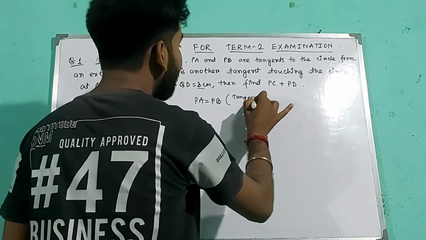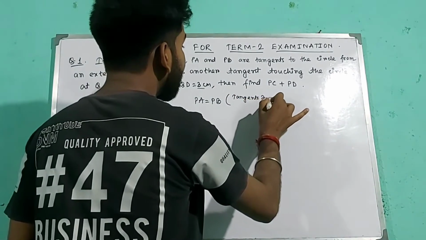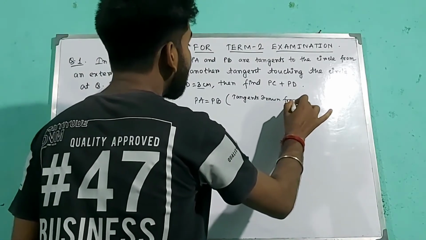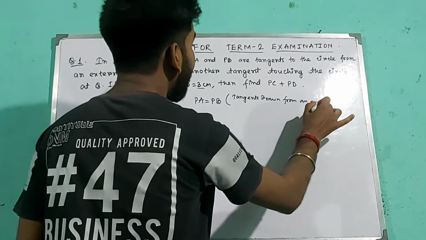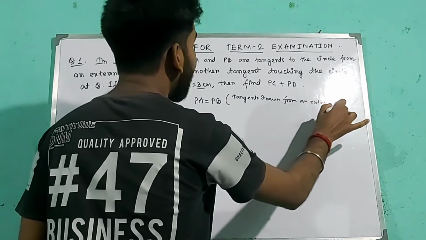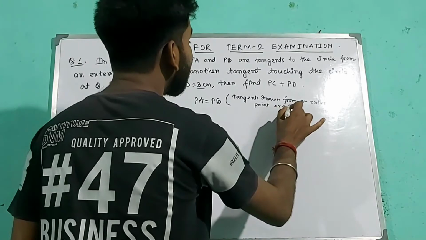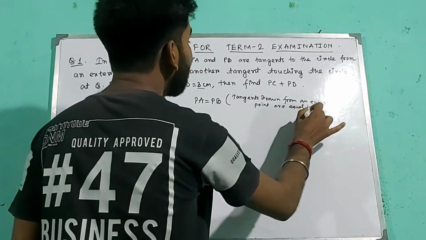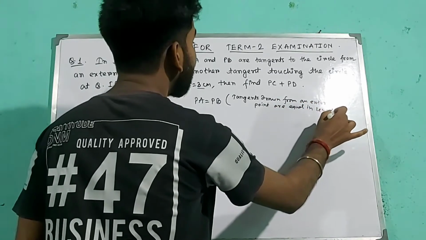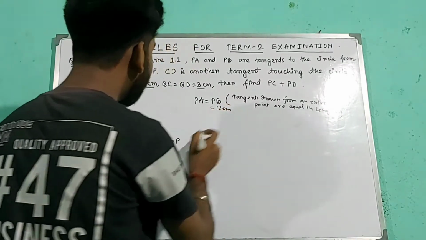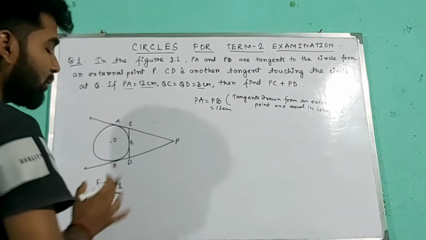Tangents drawn from an external point are equal in length. That is equal to 12 centimeter. That means PA equals PB equals 12 centimeter.